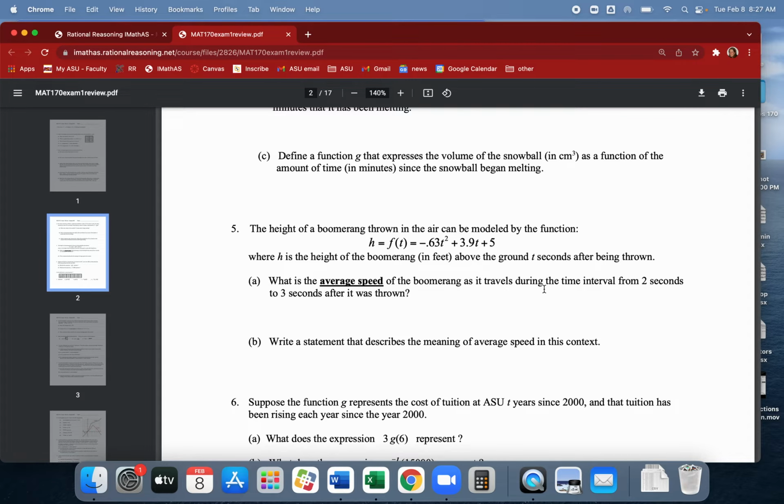Average speed of the boomerang between time 2 and 3 seconds. The computations involved in that are way harder than anything you're going to see on the test. You're going to see some things on there, but it'd just be basic, like I said, whole numbers and 1-digit decimals, maybe 2-digit decimals to add or subtract, and that's about it.